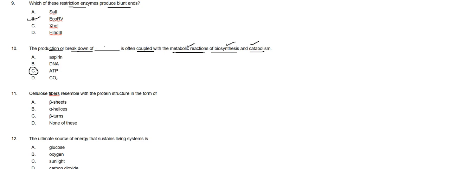Next, cellulose fibers resemble the protein structure in the form of beta sheet. Number 12, the ultimate source of energy that sustains living organisms is option C, which is sunlight.